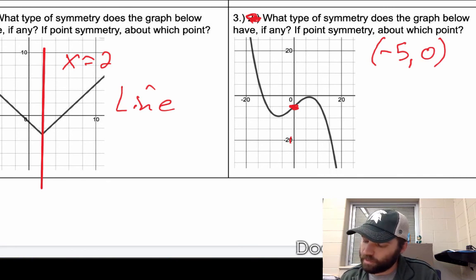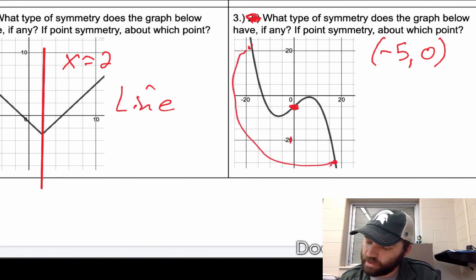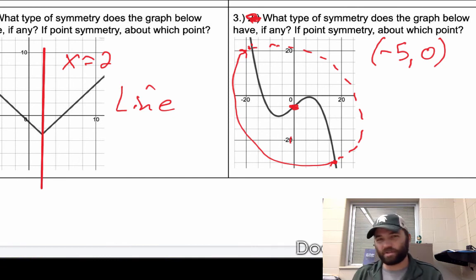But again, you pick a point here, anywhere on the graph, and when it rotates around 180 degrees, you check where the other point went. You see that it's going to map onto itself. Then you have point symmetry. Again, that's that 180 degree rotation, and it's about the point -5, 0. And that's really everything for section 2.